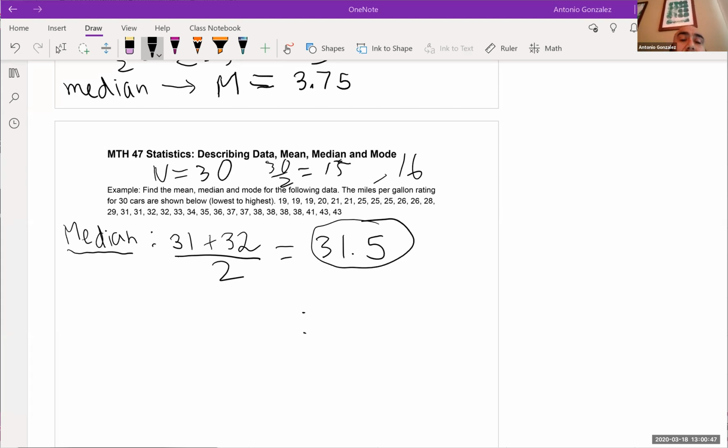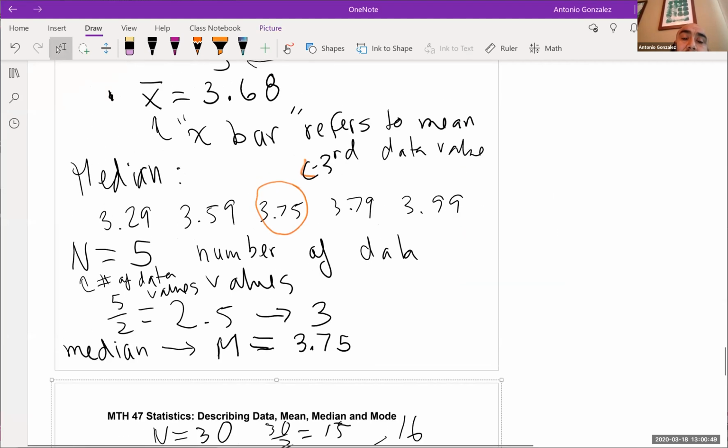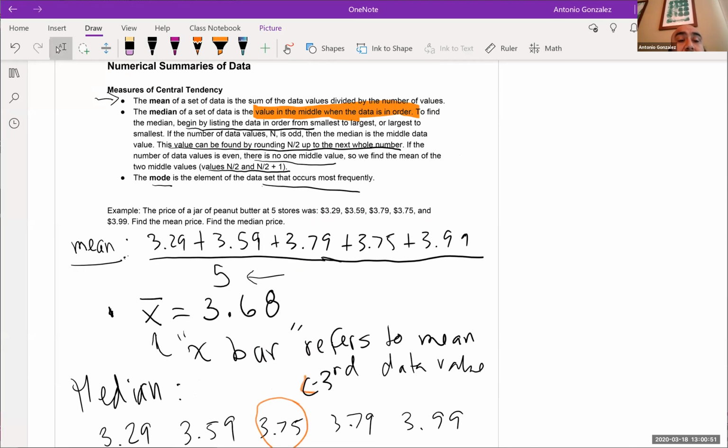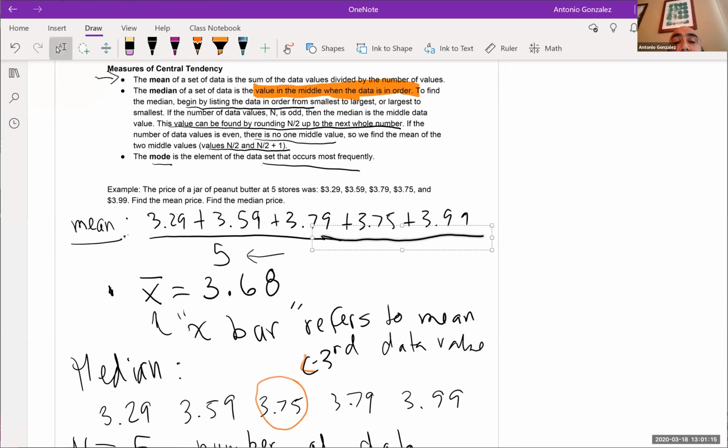So again, if we look at the definition to find the median, begin listing the data in order from smallest to largest. I did that, it's already given to us like that. If the number of data values n is odd, then the median is the middle data value, and it tells you how to find that. You divide by 2, then you round up.